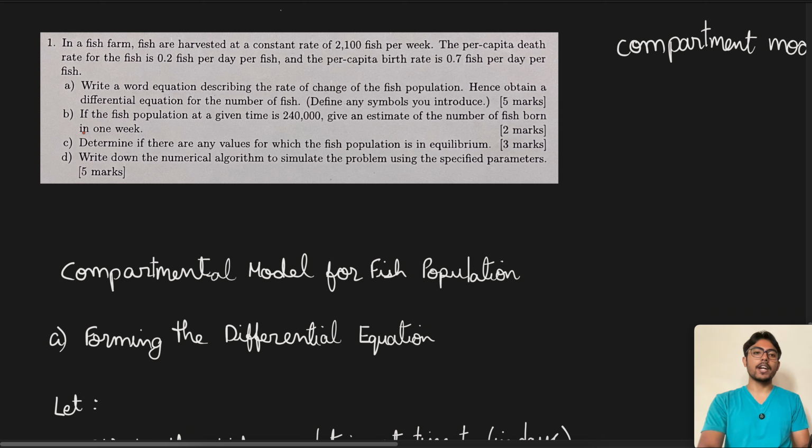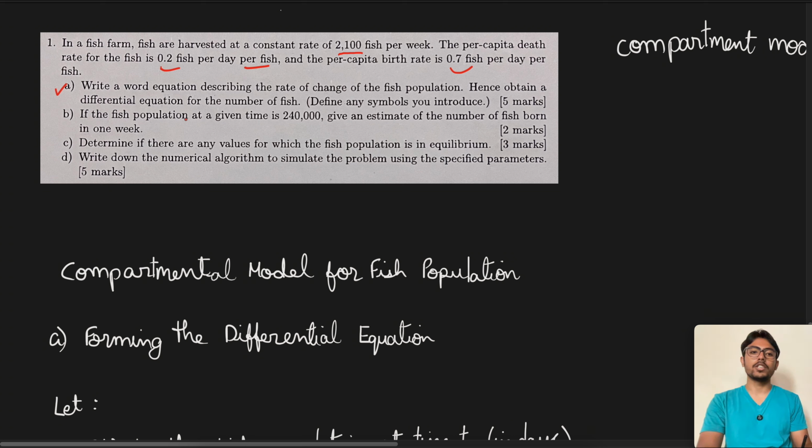Today we are going to look at another topic in the modeling and simulation playlist. So let's read the question first. In a fish farm, fish are harvested at a constant rate of 2100 fish per week. The per capita death rate of fish is 0.2 fish per day per fish, and the per capita birth rate is 0.7 fish per day per fish. Write a word equation describing the rate of change of the fish population. Hence, obtain a differential equation for the number of fish.